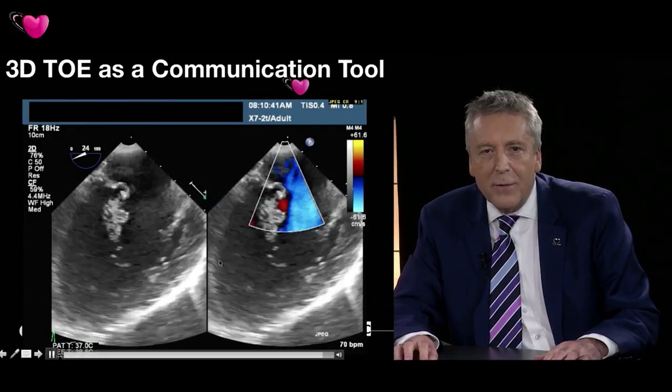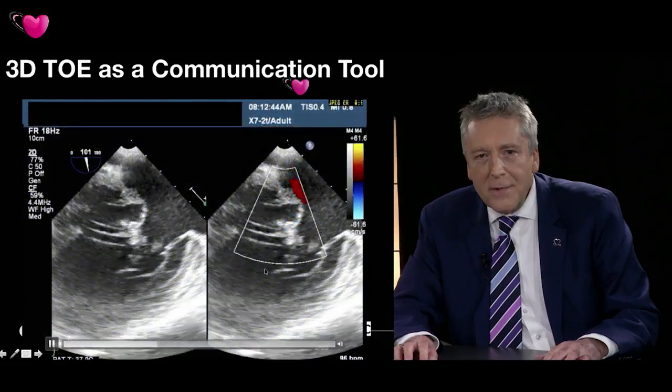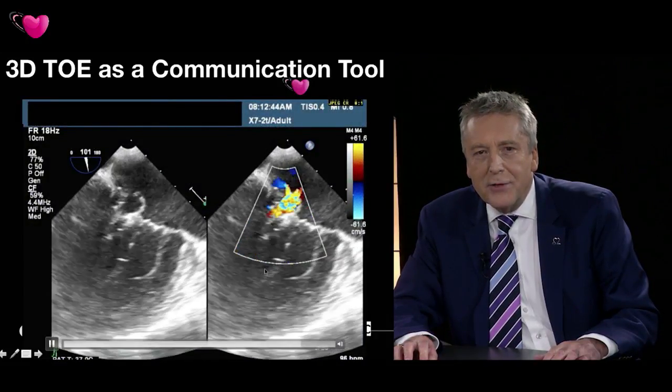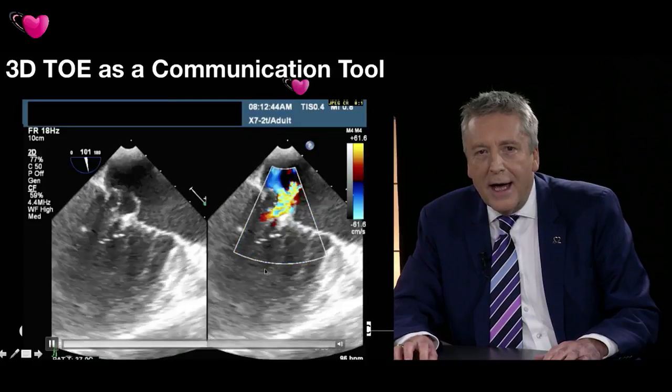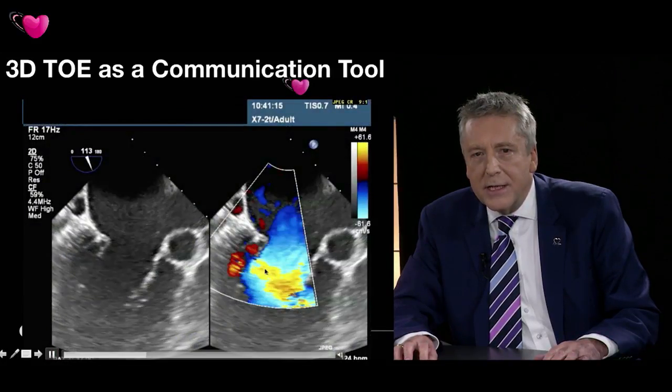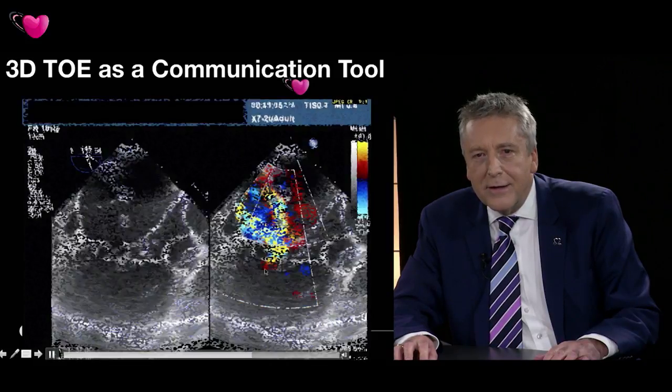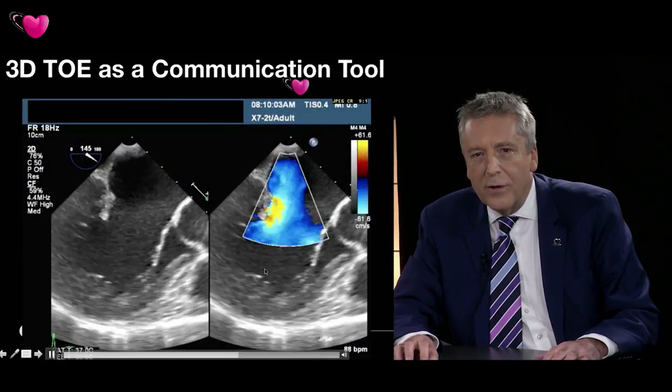So let's look at the leaflet pathology in some detail. We're around at about 100 degrees now, and again you can see the mitral regurgitant jet, and there we are at 113 degrees, and then finally we're around at about 145 degrees.